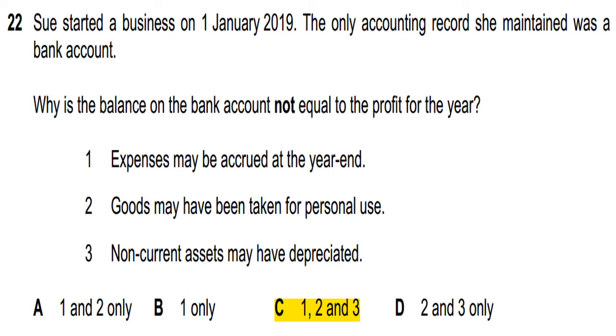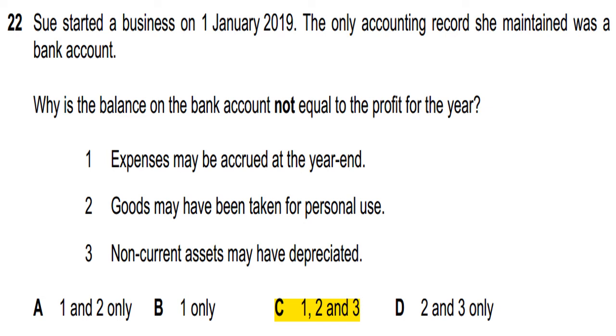There are three reasons. First, expenses may be accrued at the year end. When she has not paid the full expenses for the particular year, there will definitely be a difference between the bank account and the profit, because there is no profit and loss account. The second reason is that goods may have been taken for personal use. If she takes goods for personal use, this will not be recorded in the sales, so there will be a difference between profit and the bank account.